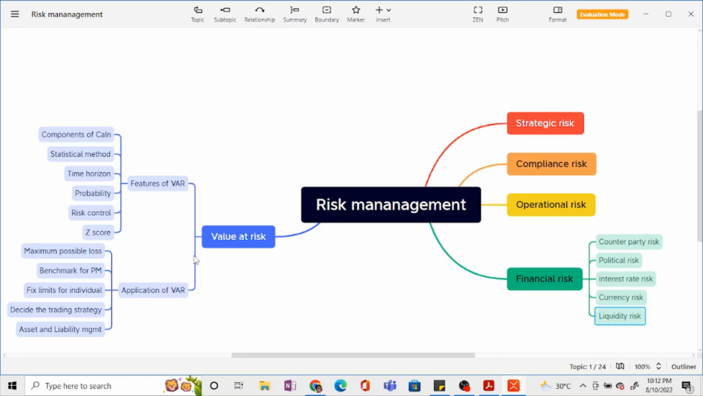And what are the applications of value at risk? It is used to identify the maximum possible loss, to set the benchmark for performance measurement, and to set limits for individuals. Trading strategies will be provided by them, and asset and liability management. These are the applications of value at risk. Okay, we have finished the risk management chapter.